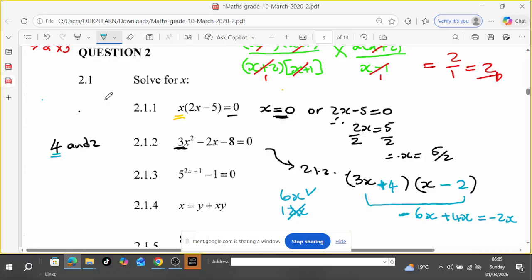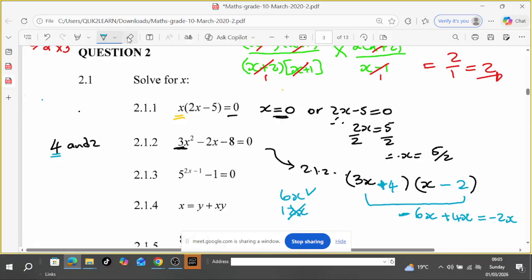Do you have a different method? The ones that I have have to do with grade 11. It's the quadratic formula, but trust me, this is the best method that you can use.